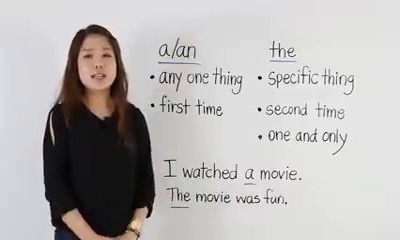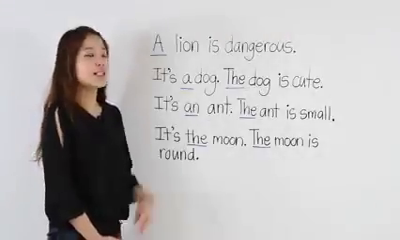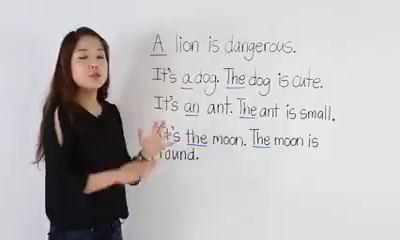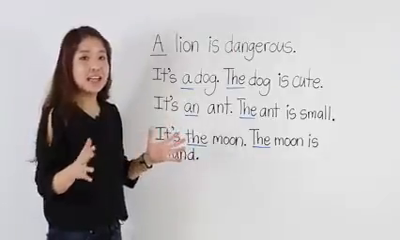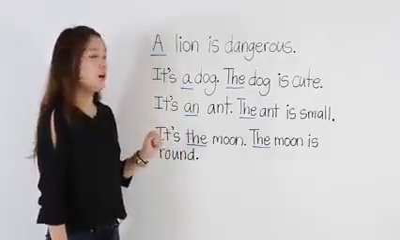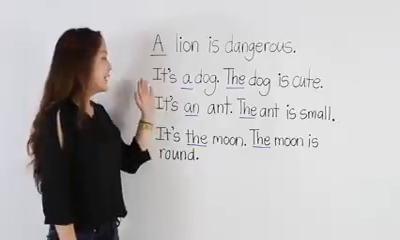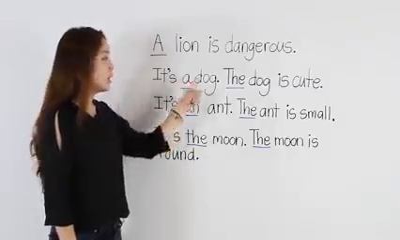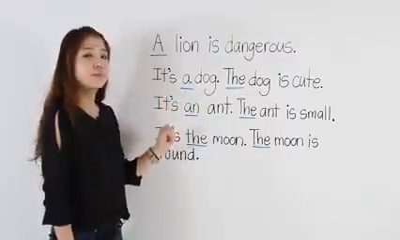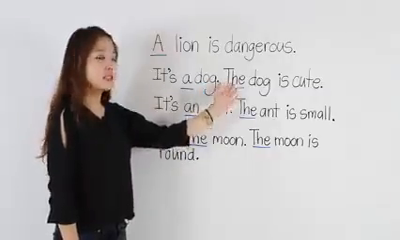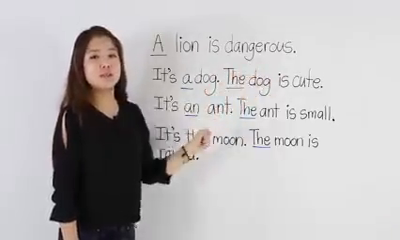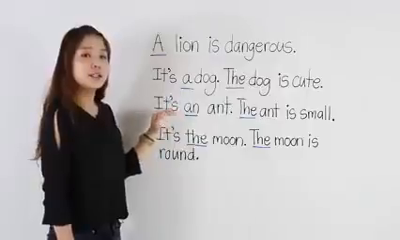Okay, let's look at some more examples. The first example says, a lion is dangerous. I have to use a because I'm talking about any one lion. Any lion is dangerous. All lions are dangerous, so I use a. The next sentence says, it's a dog. I'm talking about this dog for the first time, so I use a. Now I'm talking about this dog for the second time, so I say the dog is cute. Okay, here's a similar example.